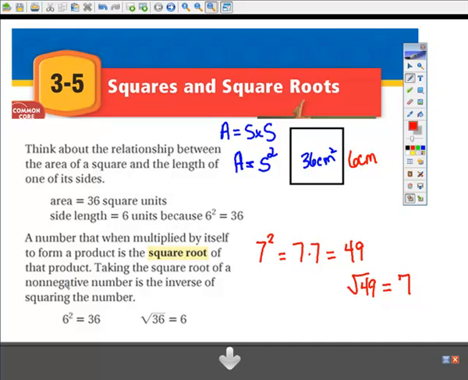When you take the square root of a non-negative number, it's the inverse of squaring the number. Remember, it undoes the operation. Addition and subtraction are inverses. Multiplication and division are inverses. Squaring and square rooting are inverses. So if I have 8 squared, we know that equals 64, and the square root of 64 then equals 8.